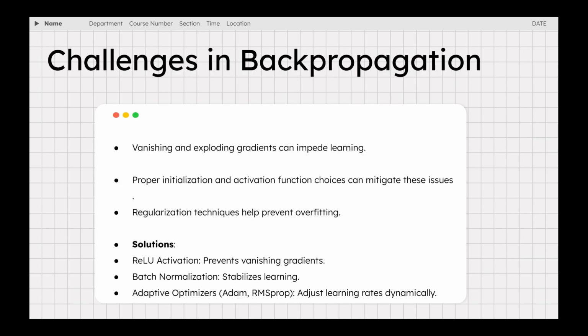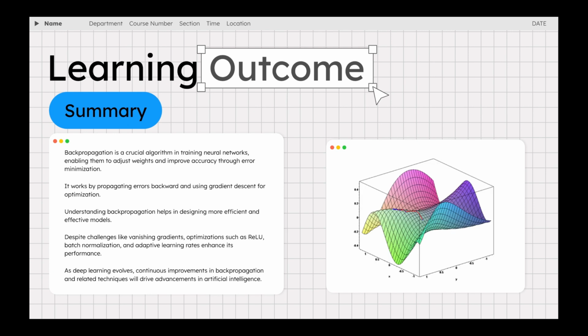The challenges seen in backpropagation are that vanishing and exploding gradients can impede learning. Proper initialization and activation function choices can mitigate these issues. Regularization techniques help prevent overfitting, but here are some solutions. We could use ReLU activation, which prevents vanishing gradients, batch normalization, which stabilizes learning, and adaptive optimizers such as Adam and RMSprop, which adjust the learning rates dynamically.